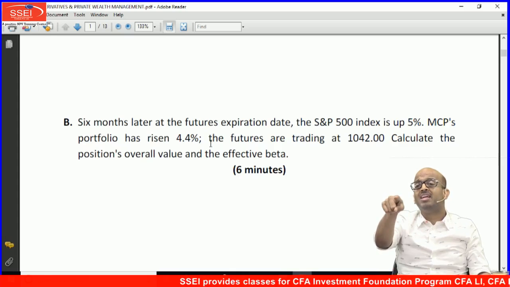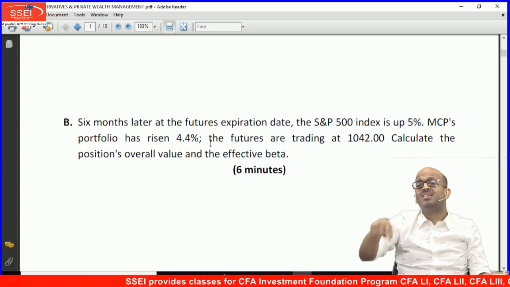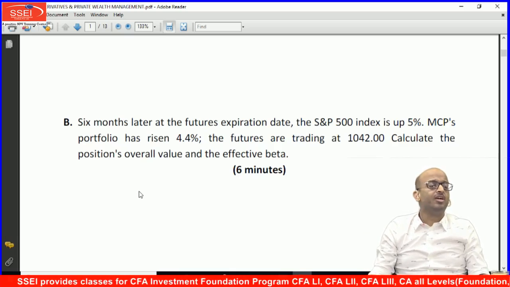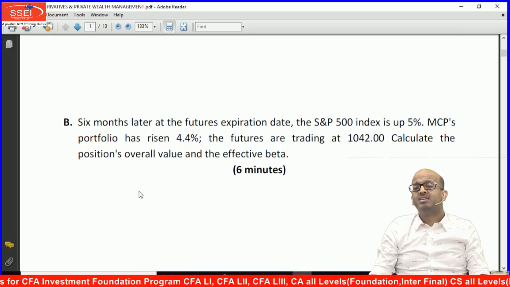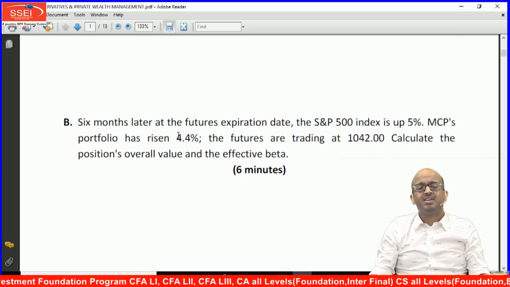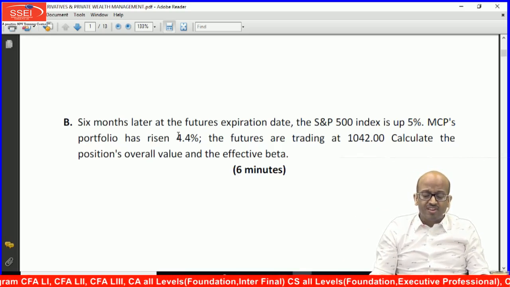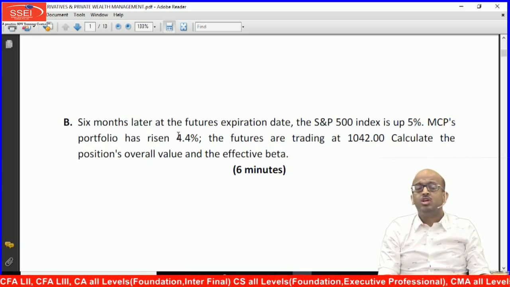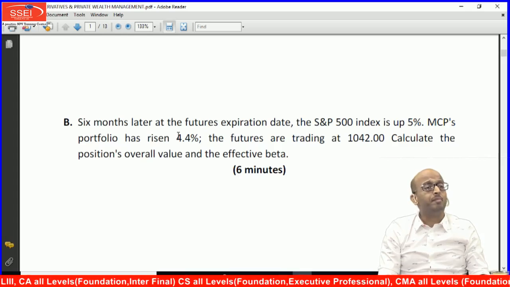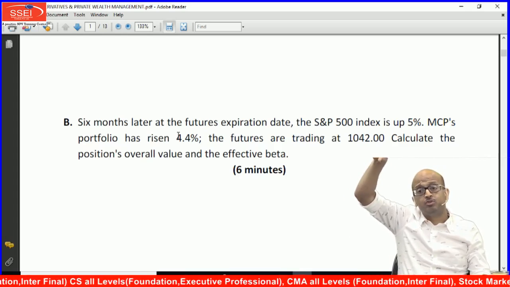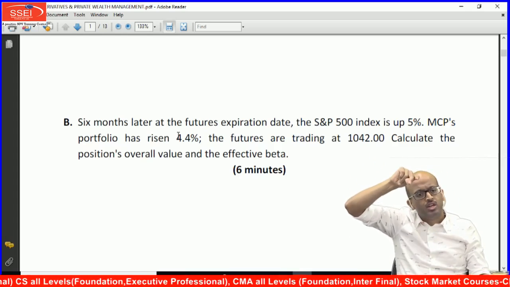So 75 million has become how much? 75 million into 1.044. 78.3, STO1. Okay. Futures are trading at 1042. We sold futures at 1018, you remember? Index went up, futures went up. So we had sold futures, and we lost in the futures.